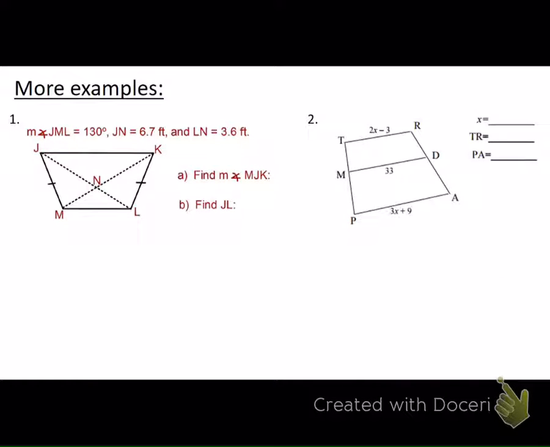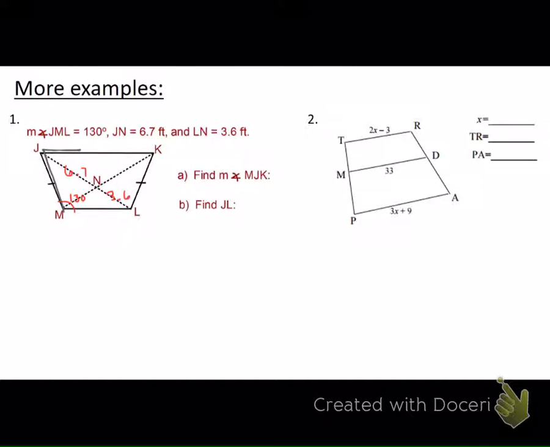What kind of trapezoid is this, and how do you know? What kind of trapezoid is this one, and how do you know? It's isosceles because its legs are marked congruent. So we know JML is 130. JN is 6.7, and LN is 3.6. What is the measure of MJK?